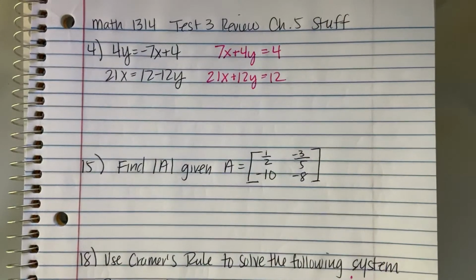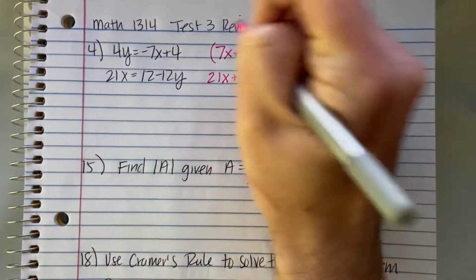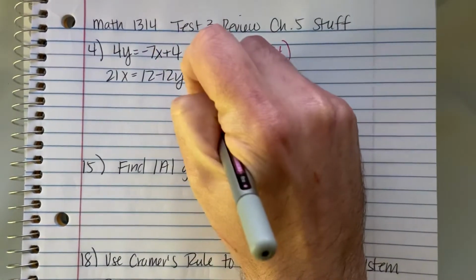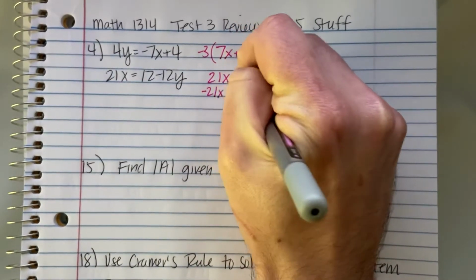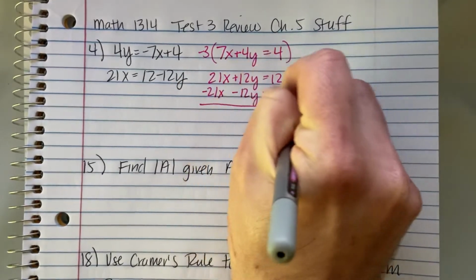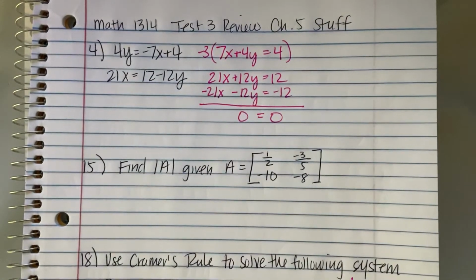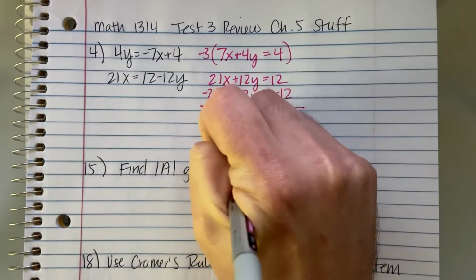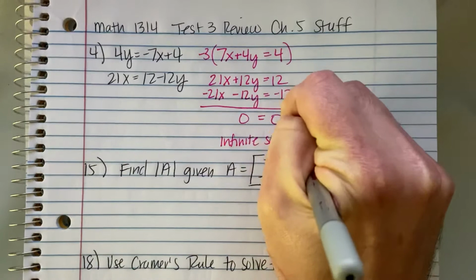Now, in order to turn one of these into the other, I'm going to have to multiply the first equation by -3 to get -21x minus 12y equals -12. Then if I add those two together, I get 0 equals 0. So this is the situation when we have infinite solutions, because 0 is always equal to 0.